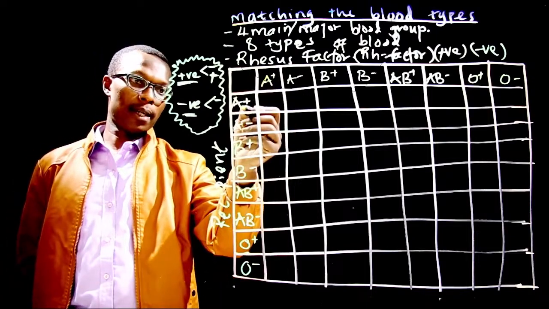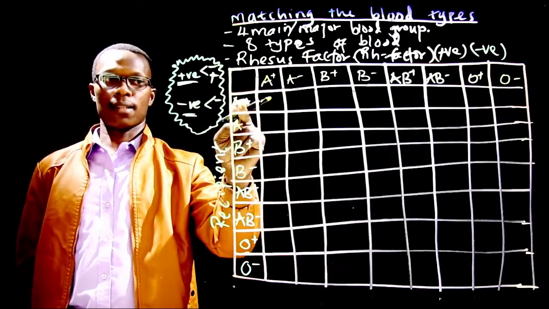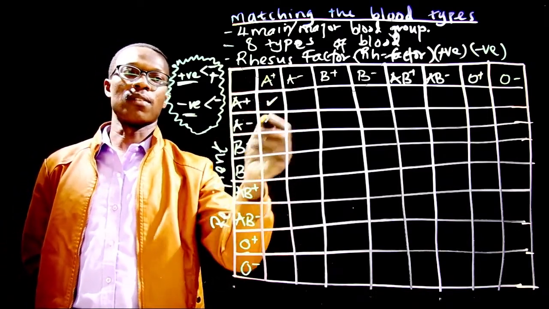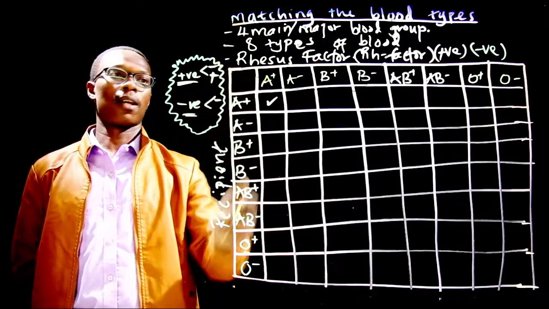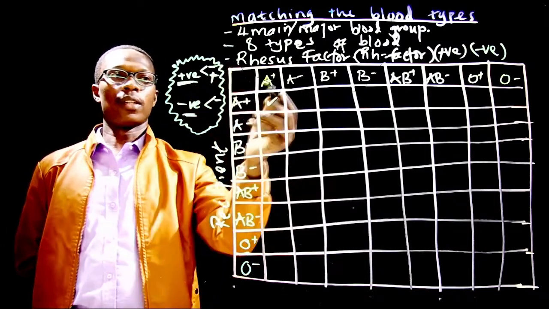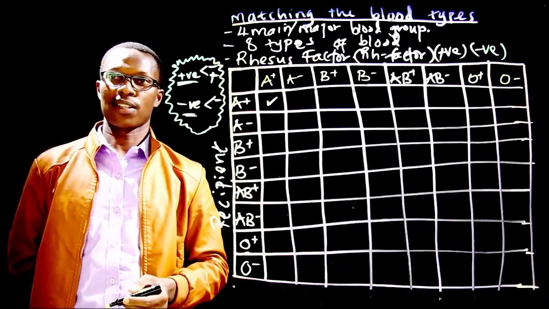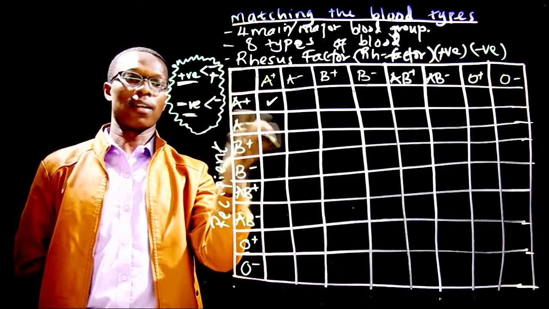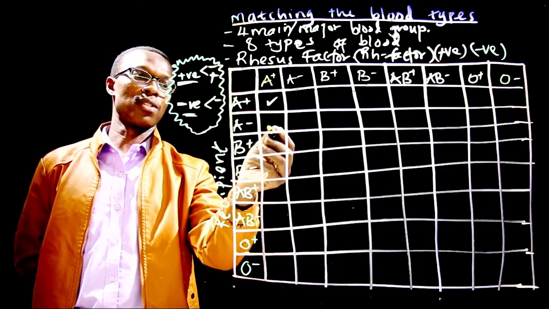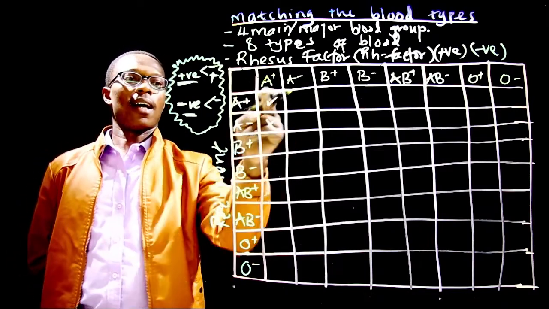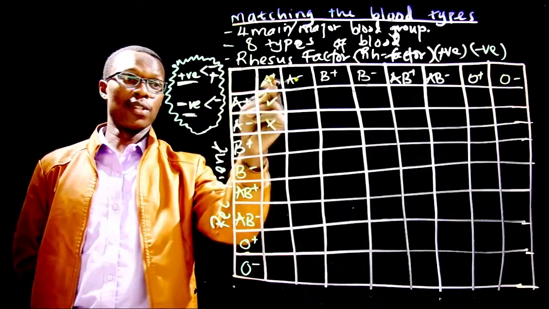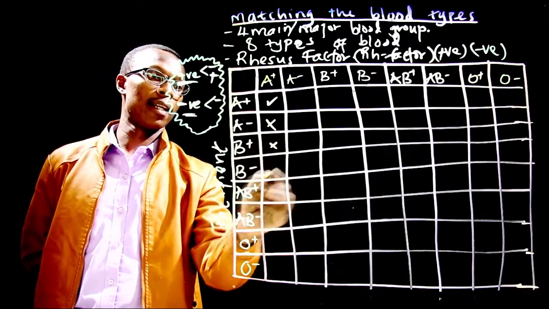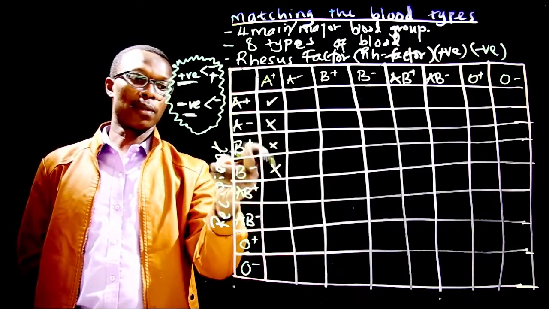So let's see, A and A. Do you think blood group A can give blood group A positive? Yes, because they both have positive, and remember positive receives from both. How about negative? Do you think A can give A negative? No. Why? Remember, negative only receives from negative, but this is positive, so this one is X. How about this? This is completely out because already you can see this is blood group B and this is A, so this is automatically out. This one is also out because they're both B.